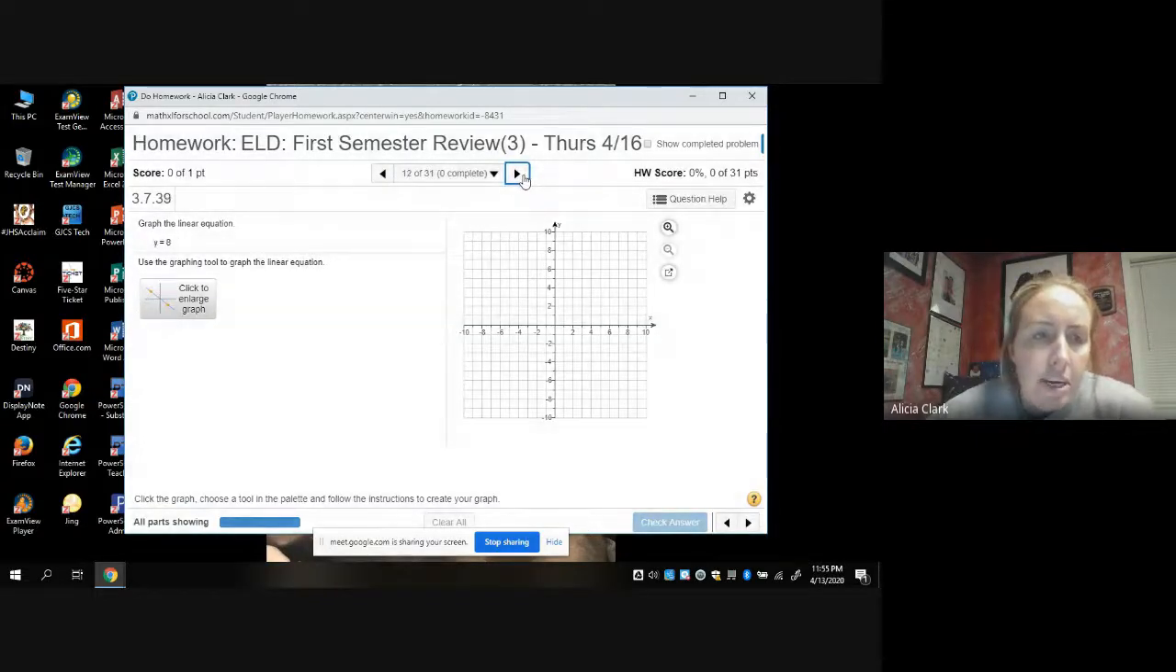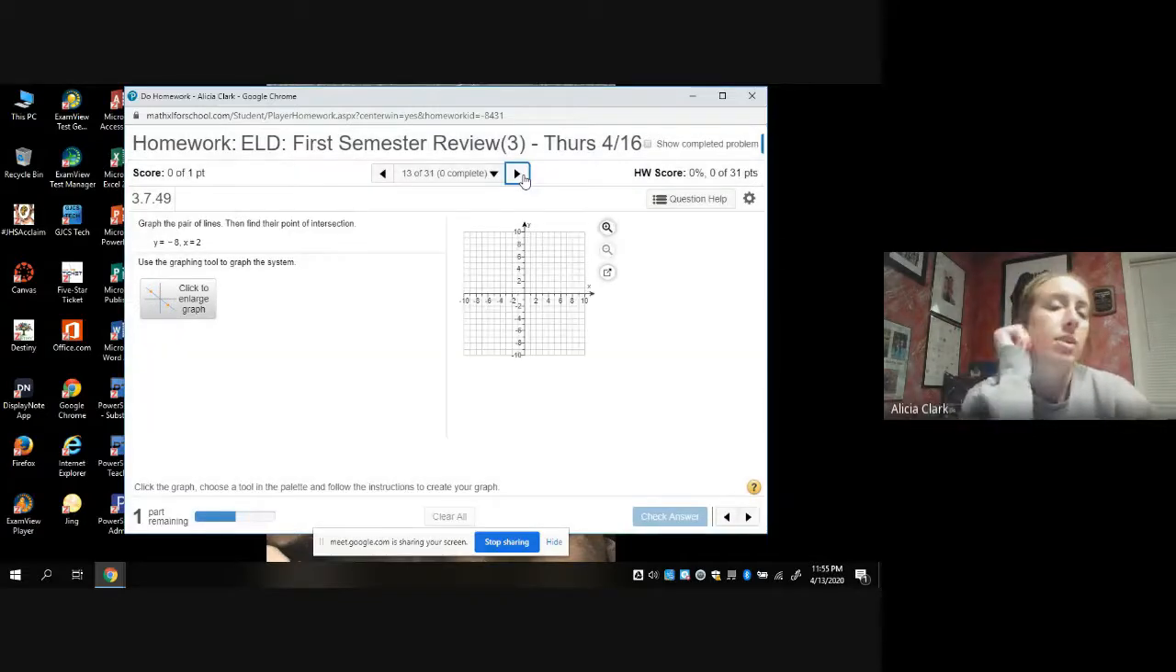Another graph for you guys. This one, you're going to graph both of these lines and then tell me where they cross. So y equals -8, that's a horizontal line. X equals 2 is vertical. They're going to cross at one point, and you have to write it as an ordered pair.